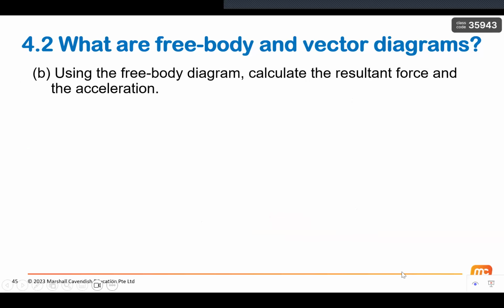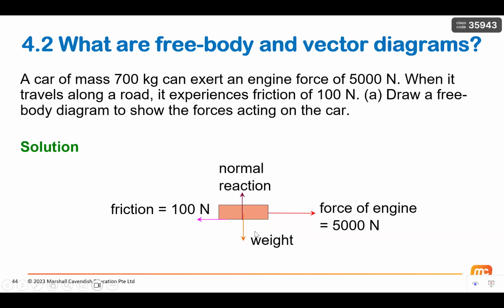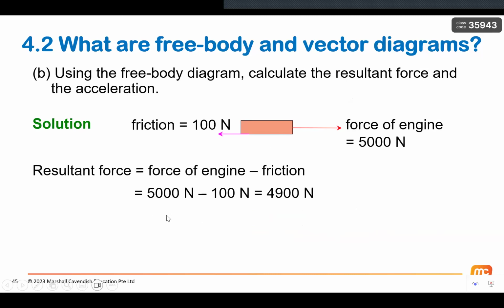Next, using the free body diagram, calculate the resultant force and therefore the acceleration. So we come back over to here. The weight and the normal reaction force are balanced because the car doesn't move up into the air, doesn't float in the air, and neither does it move down into the ground. Okay, so the only two unbalanced forces are the friction and the engine force. And in order to find the resultant force, I am going to again apply the formula forward force minus backwards force. So the forward force is the engine force minus the backwards force, which is the friction force. So I have a resultant of 5,000 minus 100, 4,900 Newton.